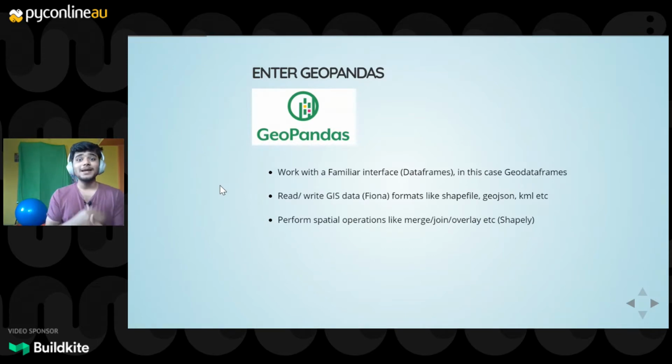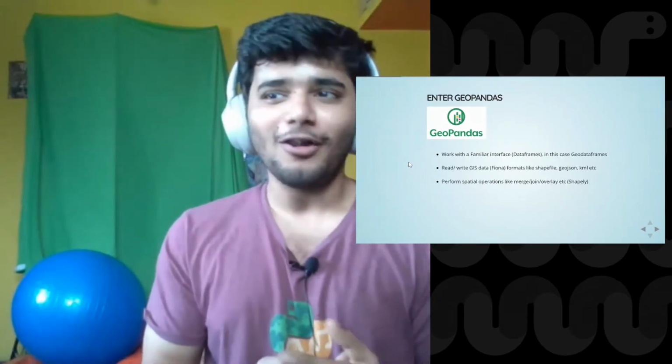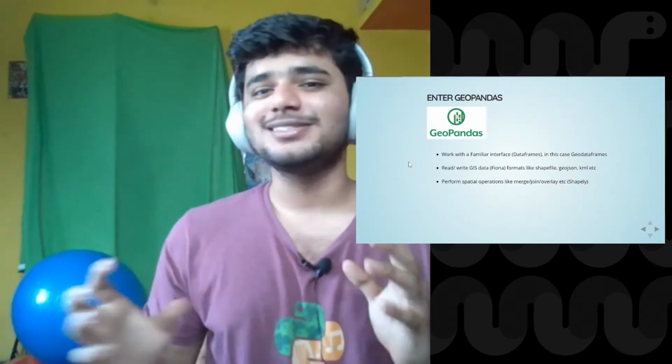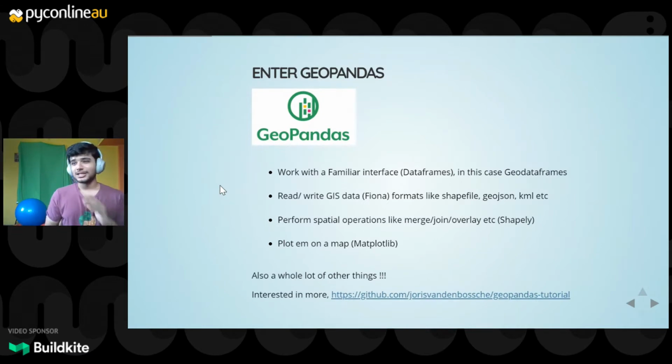It also helps you perform spatial operations like you perform on pandas, on normal data. You can perform spatial operations on geographic data, like you can perform geospatial merges between two polygons, you can perform joins, and you can perform overlays. And all this is possible using another open source package called Shapely. So it's all this intricately woven open source ecosystem tying together. And also, the crux of our talk, we can plot them on a map, and Geopandas uses Matplotlib and Descartes to help you do that. And also there's a whole lot of other things you can do with Geopandas, not just this. And if you want to know more, you have to definitely check out this tutorial by the maintainer of Geopandas.